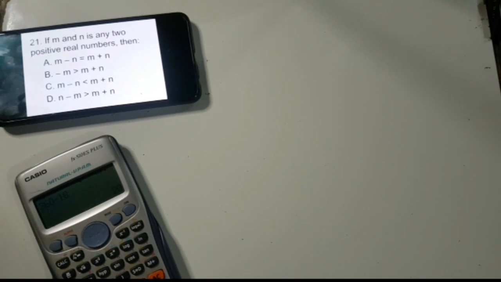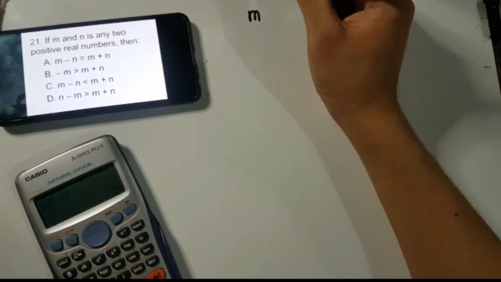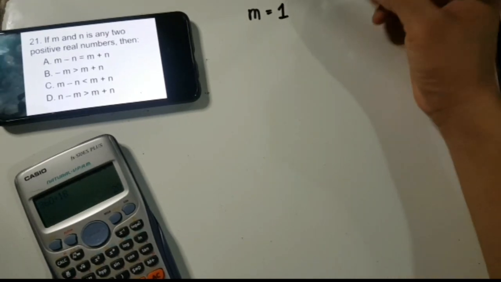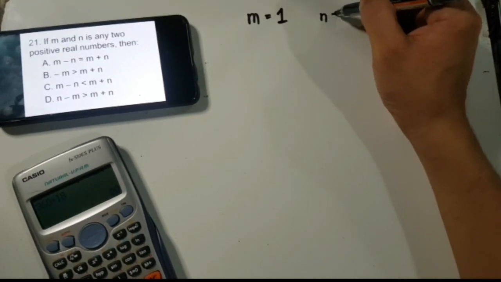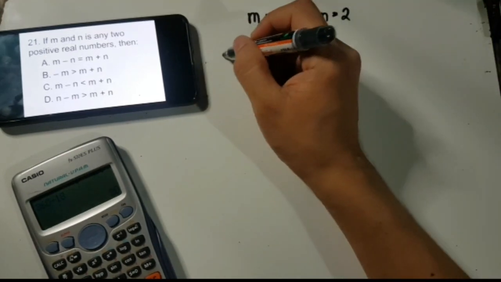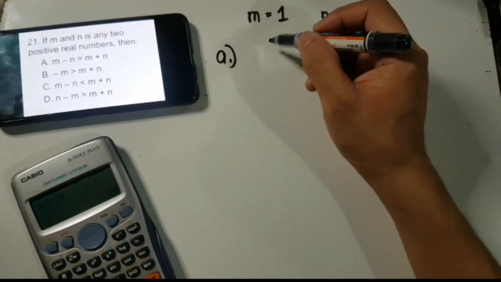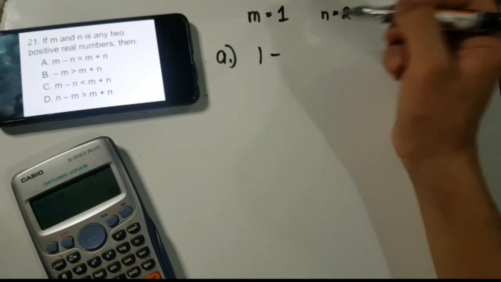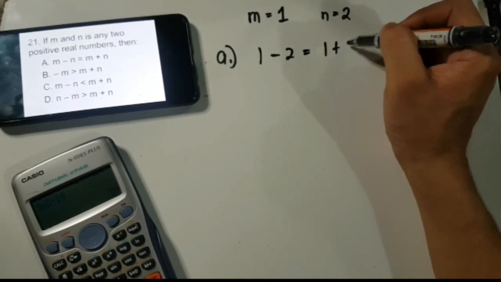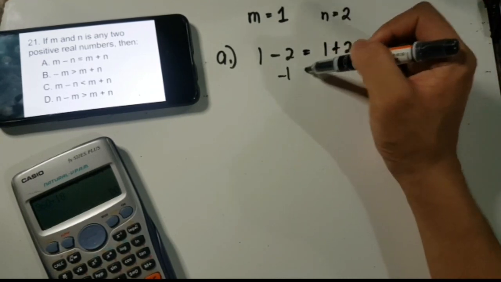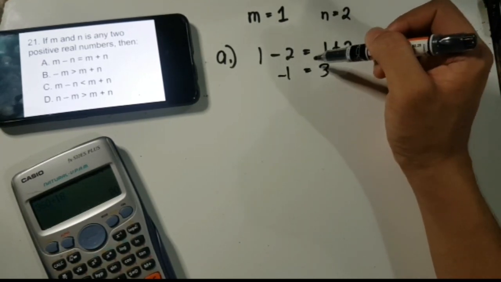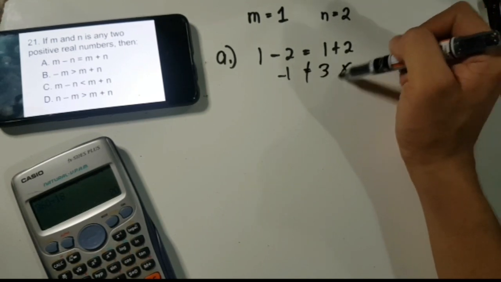Next question. If m and n are any two positive real numbers, then, so ano yung totoo or true dito? So, pwede nating let si m, since two positive real numbers naman ito, si m as 1, si n as 2. Substitute natin siya sa mga given kung sino yung totoo. So, m minus n, so 1 minus 2 is equal to 1 plus 2. So, 1 minus 2 is negative 1. 1 plus 2 is 3. So, this is not true.